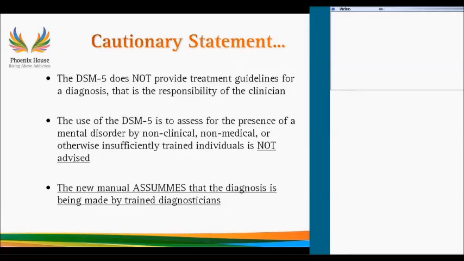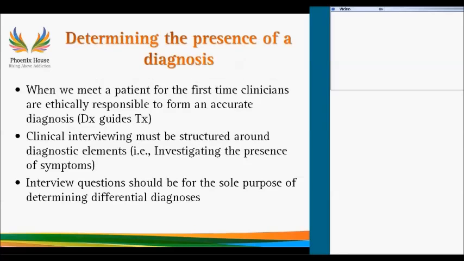Use of the DSM-5 to assess for the presence of a mental disorder by someone who is not clinical or medical is very much insufficient in this manual in particular. The DSM, in this manual more so than other manuals in the past, assumes that the diagnosis is being made by trained diagnosticians, in other words, people already familiar with previous versions of the manual.